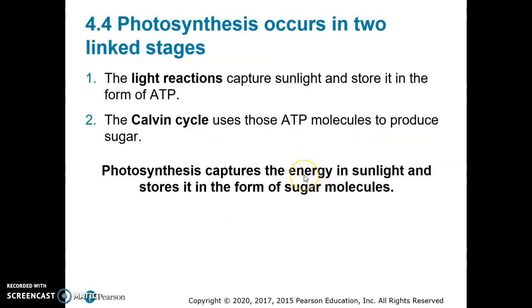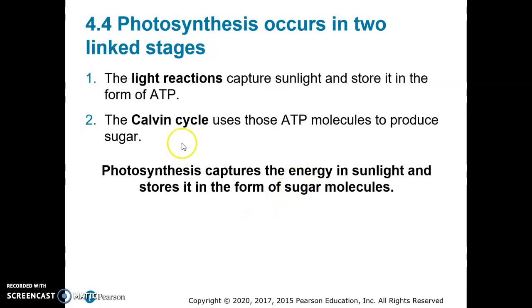Okay, so photosynthesis occurs in two stages. The first stage is called the light reaction stage, and some people refer to it as light-dependent photosynthesis because this is the part that is completely dependent on light. It'll only happen if the lights are on, and that's where the plants are capturing sunlight's energy and storing it in the form of ATP. So they're making ATP right from sunlight's energy.